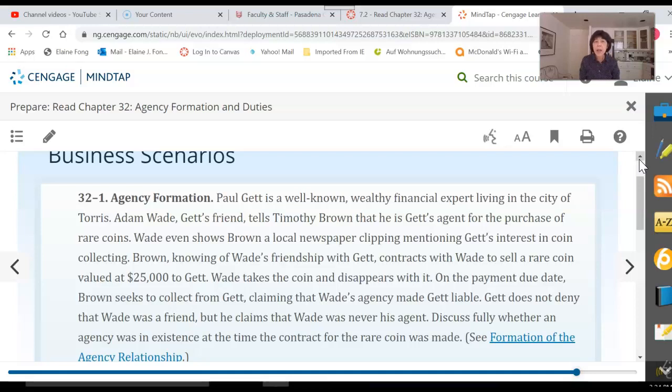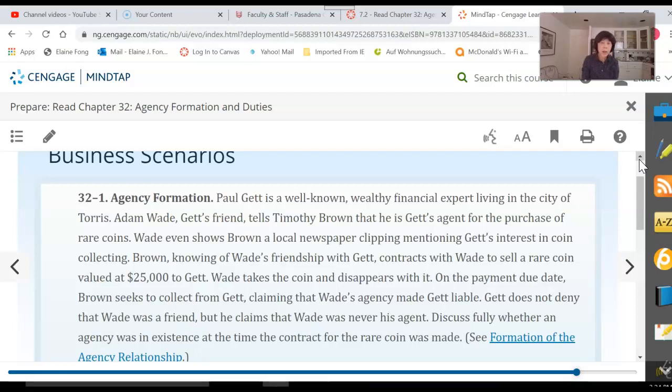Number 2, do you see any ratification? Any indication that Gett accepted something, some benefit from Wade or through Wade? No, you don't see that either. So you can't argue agency by ratification, right?